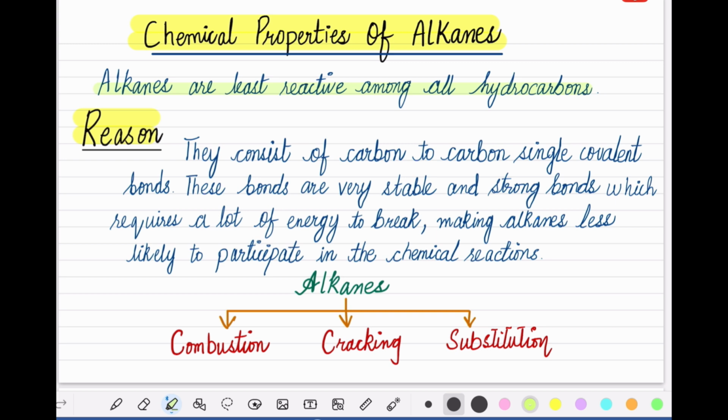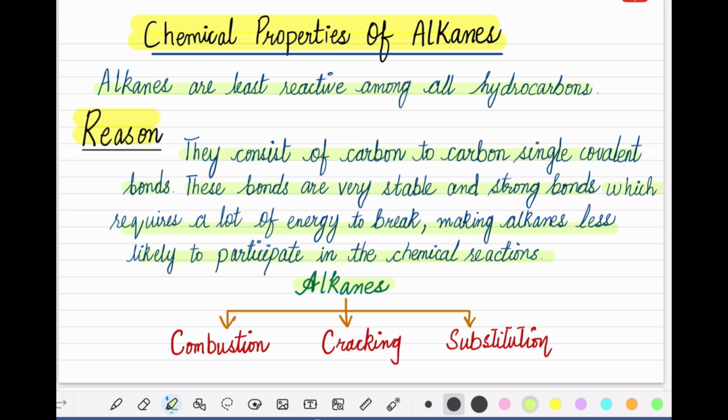What is the reason behind it? As they consist of carbon to carbon single covalent bonds, these bonds are very stable and strong bonds which require a lot of energy to break, making alkanes less likely to participate in the chemical reactions.